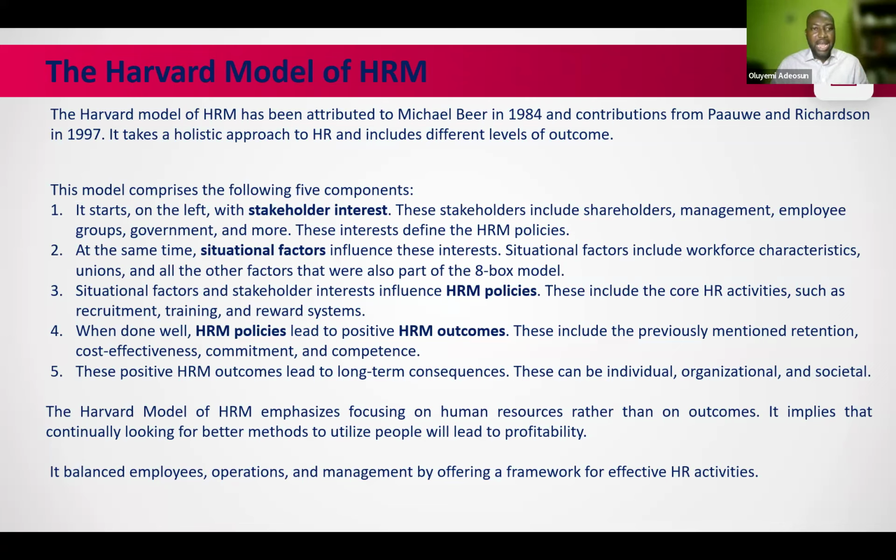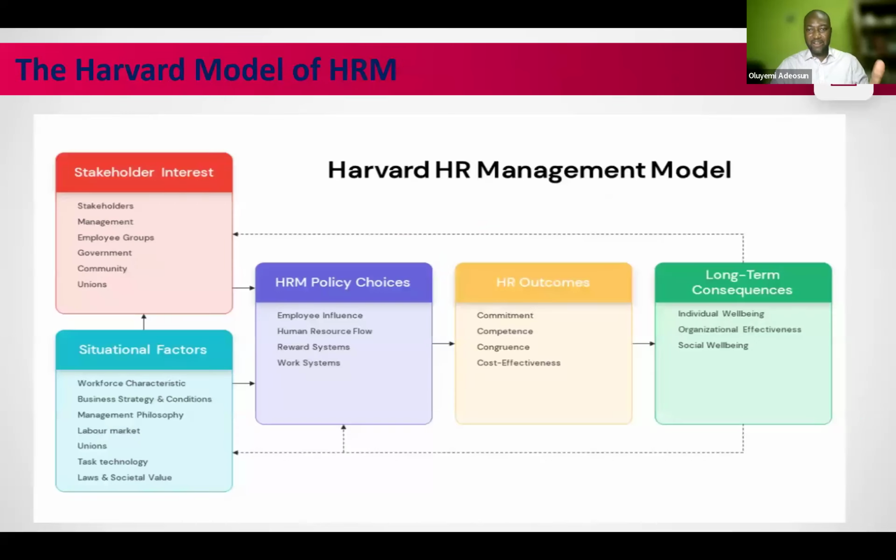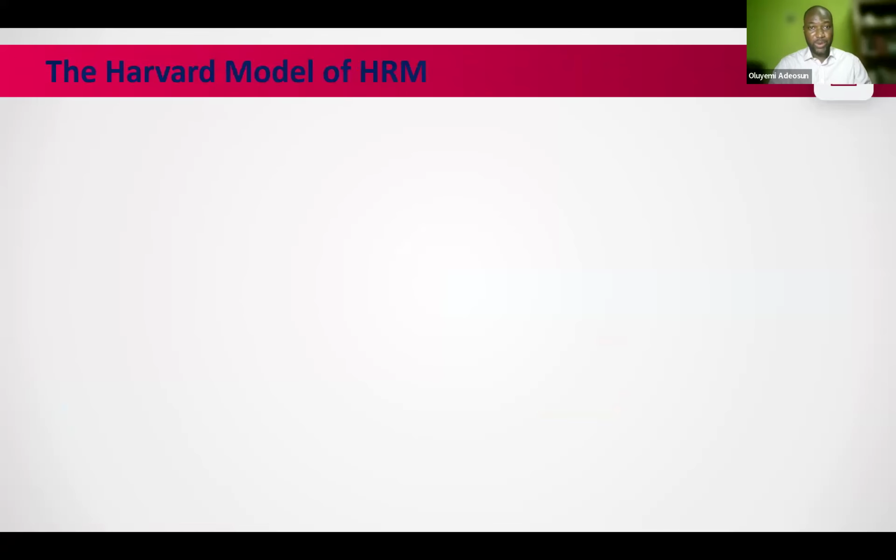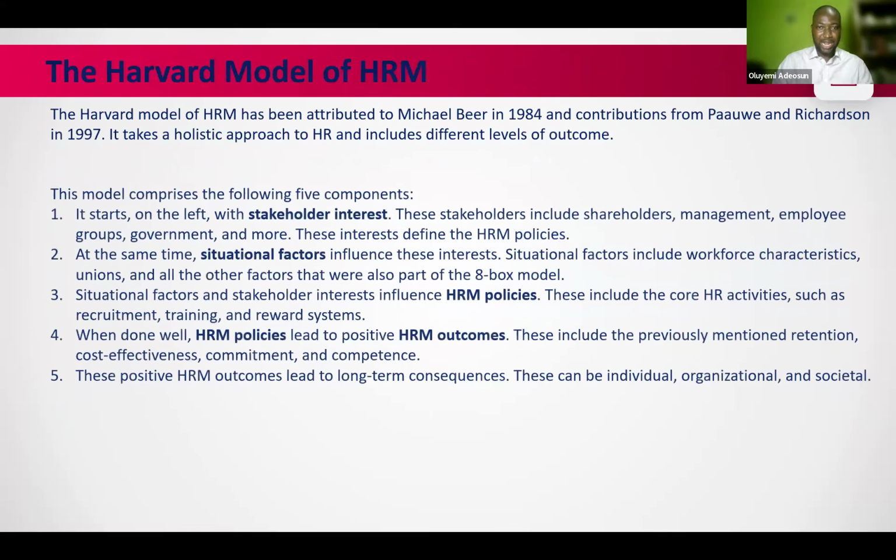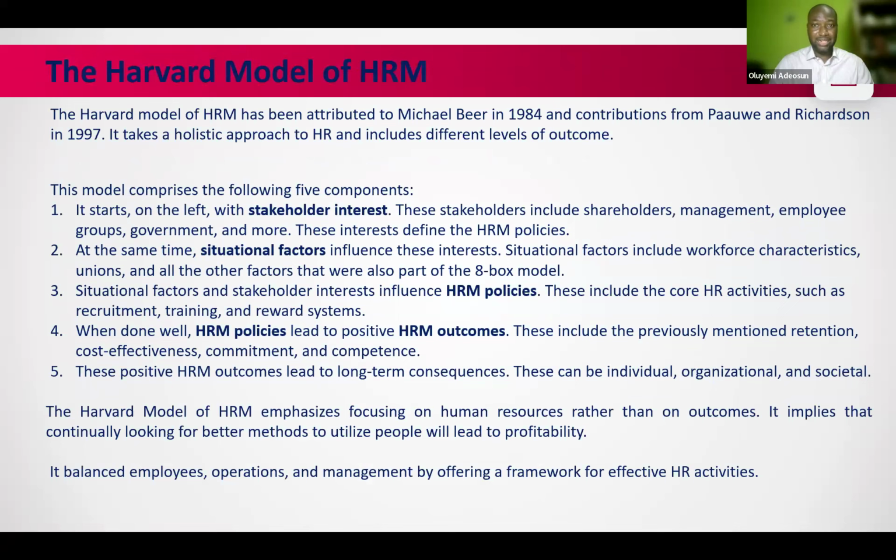Now, the model comprises five components. These are the five components here: stakeholder interest, situational factors, HR policy choices, HR outcomes, long-term consequence. Now, let's look at it from here. Then we go back to the diagram, okay, to the image. So it starts with what?